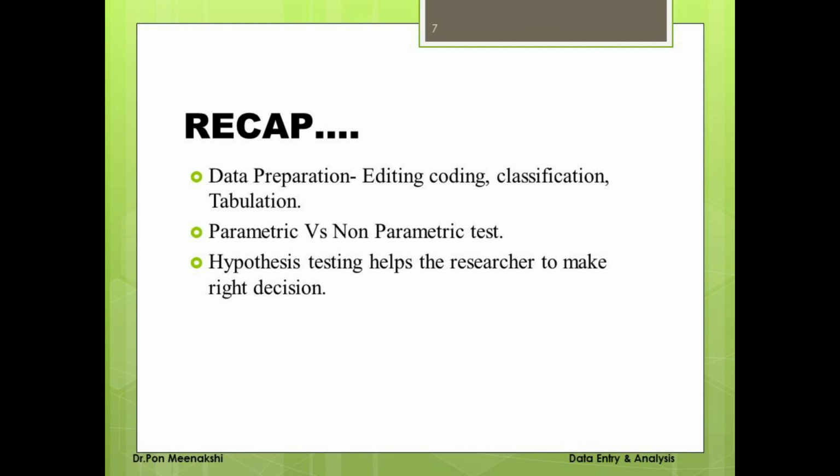Hypothesis testing helps the researcher to make the right decision. But the researcher should follow the procedure of testing hypothesis.